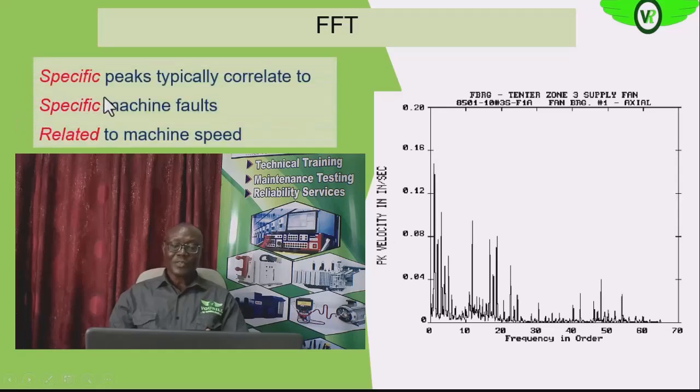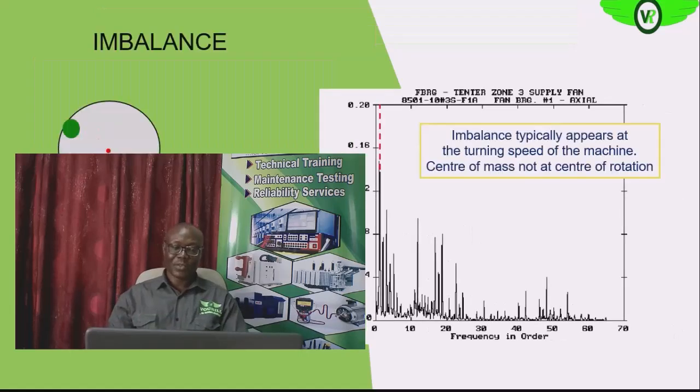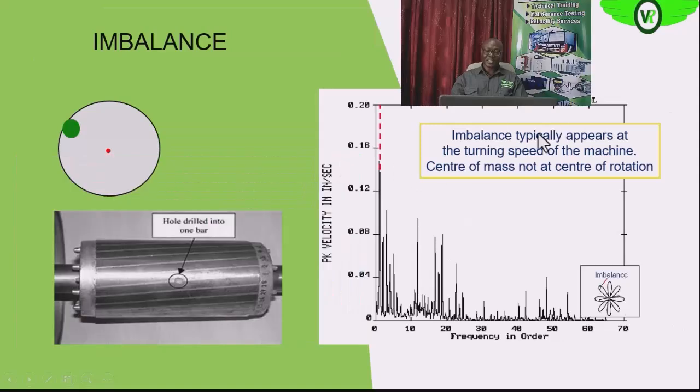So like we said earlier, specific peaks, as you can see on the spectrum, correspond to specific machine faults, and they are all related to the speed of the machine. That is the beauty of vibration analysis. They will help you to identify these problems and nip them in the bud before they affect the integrity or the reliability of the electric motor system. So as we see here, imbalance.